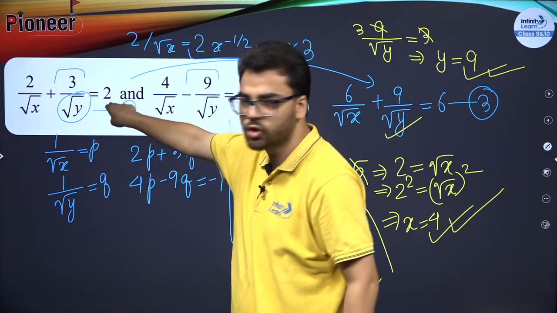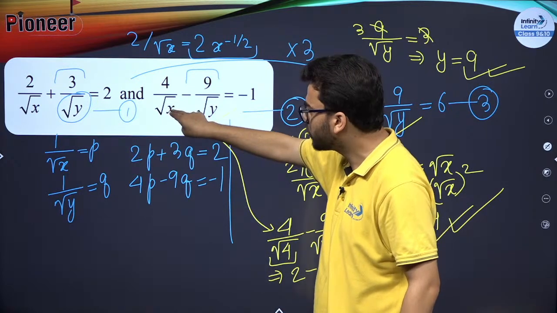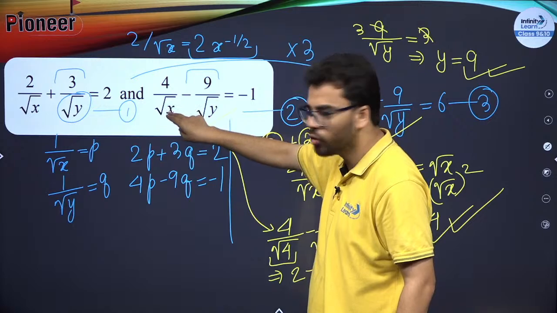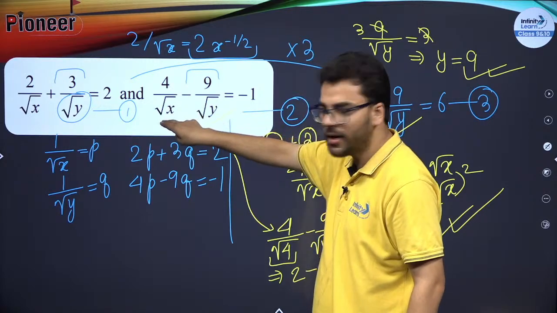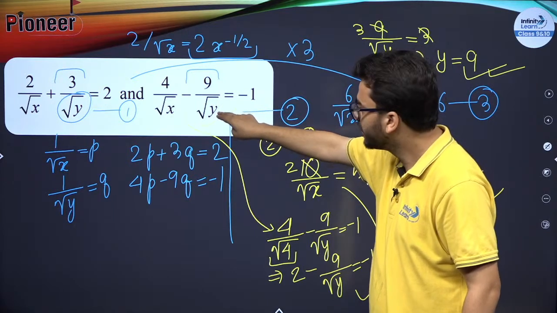So 1 plus 1 is 2. So first equation is getting verified. What about the second equation? If you put x is equal to 2, x is equal to 4, root 4 is 2. So 4 by 2 is 2 only, minus over here 9 upon root 9. Root 9 is 3. So 3 3s are 9.